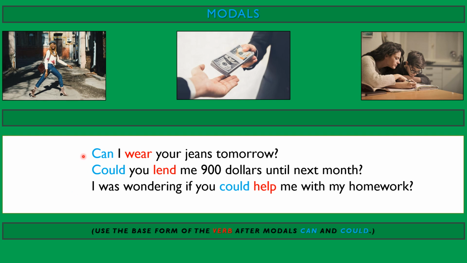Remember, after modal verbs, in this case can and could, you're going to use the base form. Notice where the base forms are, lend and help. They are in the base form because you have the modal verbs can and could.